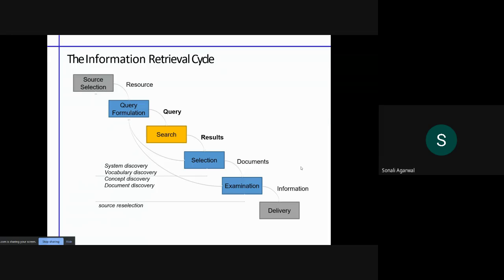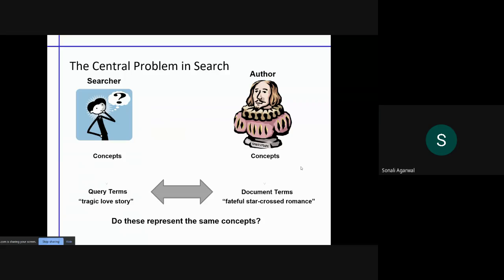Basically, we are working at different levels. We are working at a document level, then within the document at the vocabulary level, and finally, with the help of that vocabulary, we establish a certain understanding. So there are various levels of work which are very important to us to complete this whole information retrieval cycle.